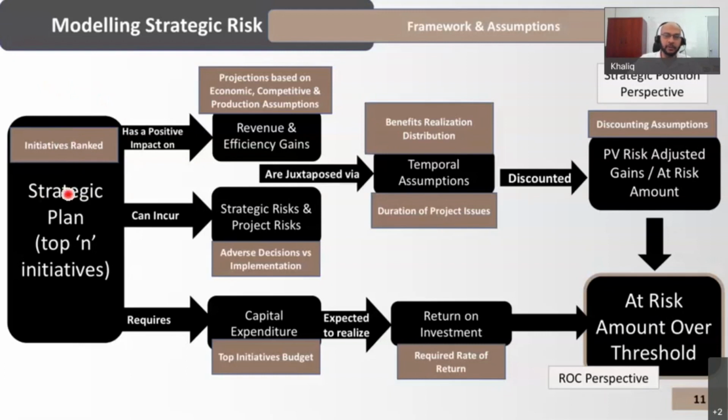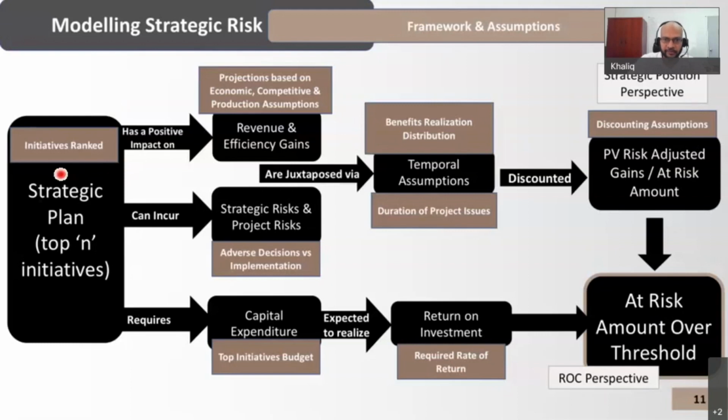So your strategic plan would have defined some initiatives. Maybe you would have ranked these initiatives, and maybe you may want to take the top 5 or top 10 initiatives and move forward with that. Maybe you may want to take all of your initiatives. It depends on what is important to your organization.